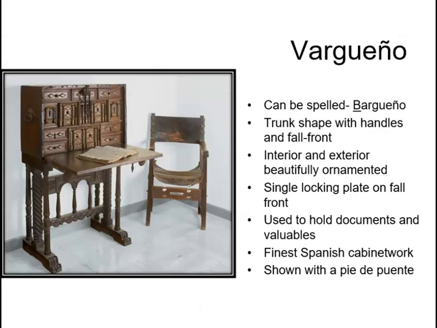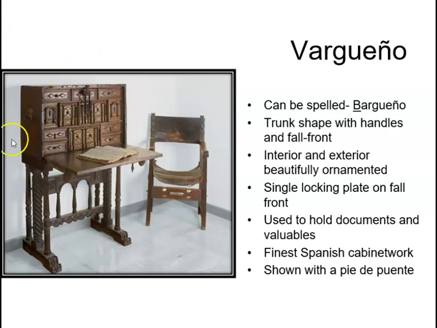The Vargueño is the most important Spanish furniture piece. It was designed to hold documents and valuables. It is usually in the shape of a trunk with handles, and it has a fall front, so it's very similar to a fall front desk. The interior and the exterior usually have beautiful ornamentation. We will also see a single locking plate on that fall front to help secure many of those valuables.